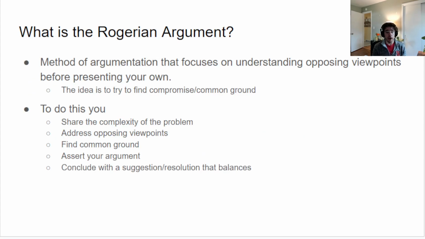When it comes to the Rogerian argument, this is a method of argumentation that focuses on understanding opposing viewpoints. And you want to do that before necessarily presenting your own. The idea is to try and find a compromise. You want to find some common ground here. To do this, you want to share the complexity of the problem. You want to address opposing viewpoints. You want to find common ground. You want to assert your argument. And lastly, you want to conclude with a suggestion or resolution that is kind of balanced.